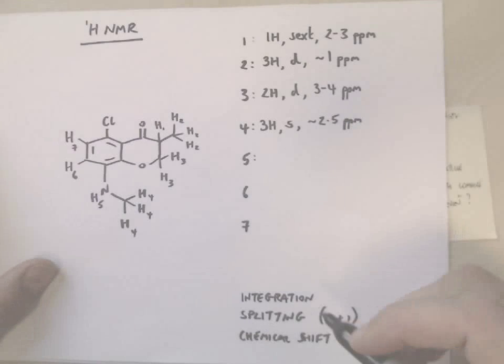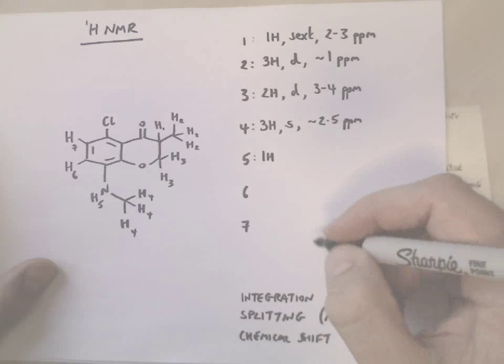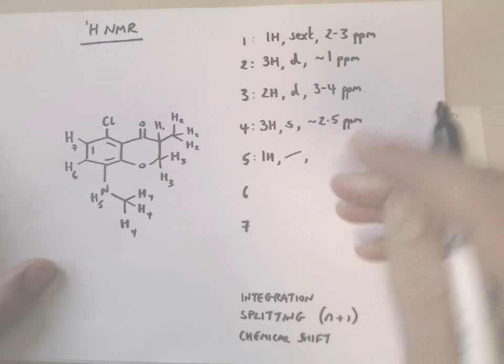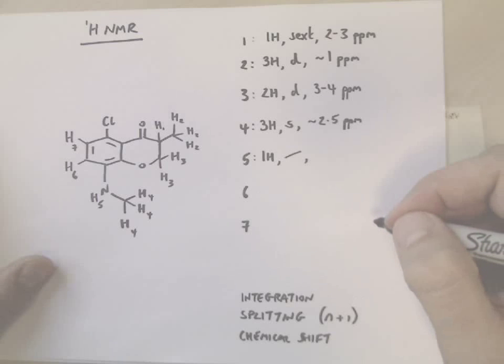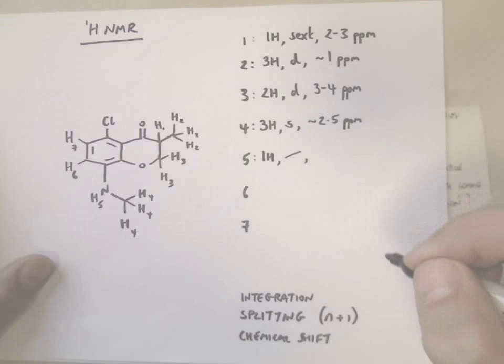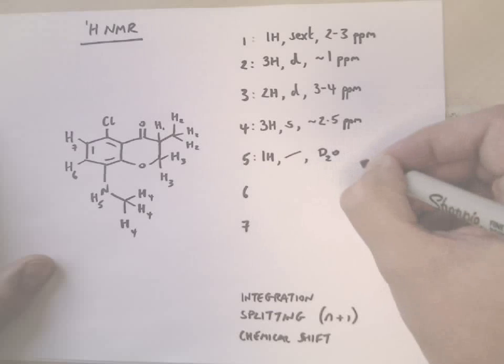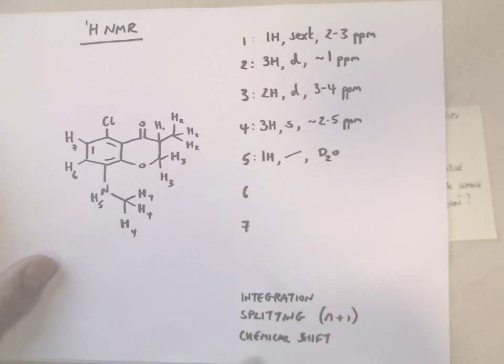The nitrogen proton itself would integrate to 1, but we won't discuss the coupling here, and also it has a very broad range, and again we won't discuss the chemical shift. However, remember in lectures I said that if you do a shake with deuterium oxide, then that proton signal for H5 will disappear. So that's one way of identifying which peak that is.